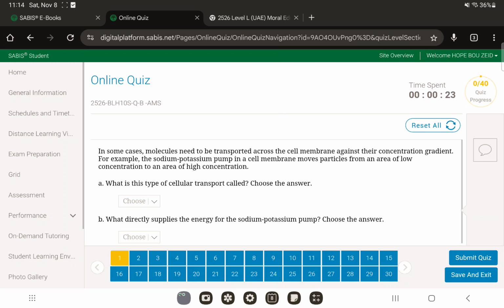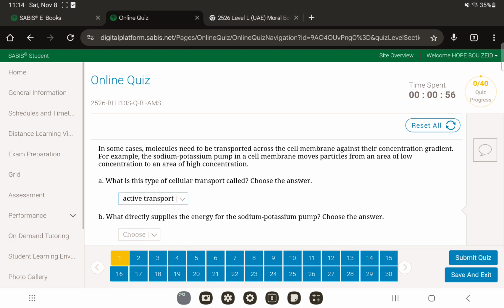In some cases, molecules need to be transported across the cell membrane against their concentration gradient. For example, the sodium-potassium pump in a cell membrane moves particles from an area of low concentration to an area of high concentration. What is this type of cellular transport called? Active transport, because it requires energy to make it go from the low to high side, because it's going against its nature, basically, to simplify it.